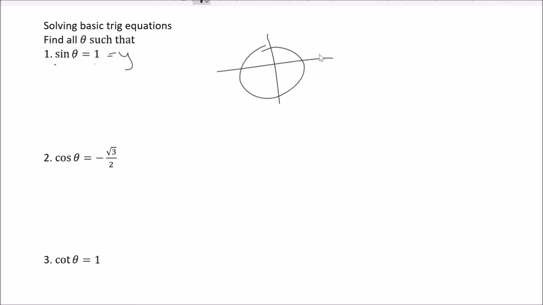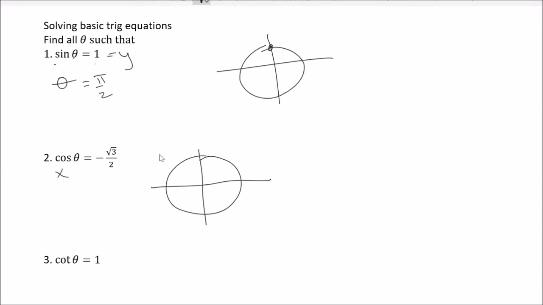Well, let's think about that. Y value is probably 1 right there. That's at pi over 2. So the solution to this one is theta equals pi over 2. That's all it is. What about this next one? They say cosine, so I'm going to make a note. They're talking about an x value. They want to know where on the unit circle is the x value negative root 3 over 2.